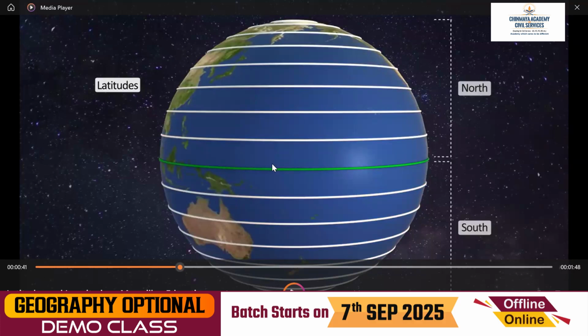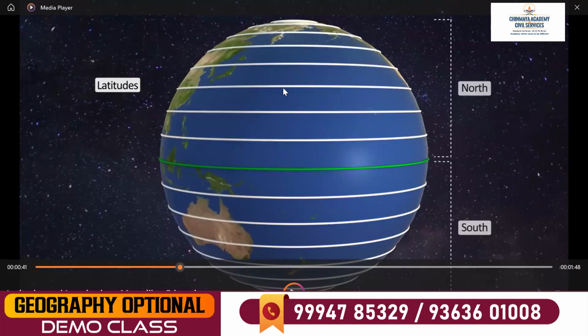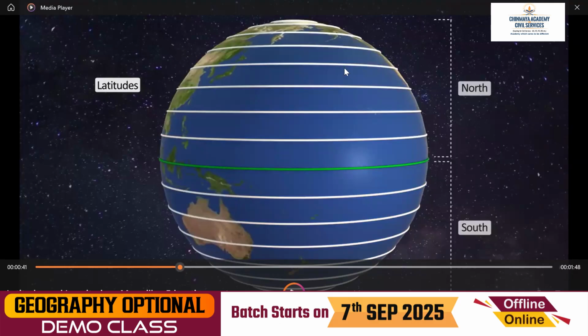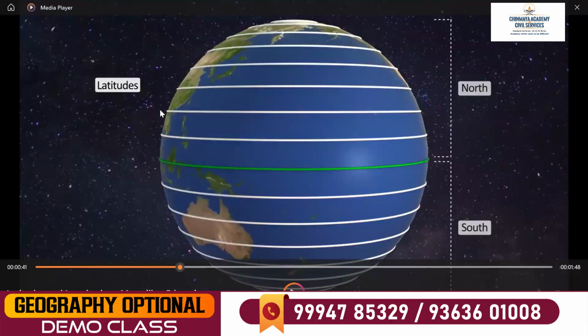Earth's rotation and revolution we are going to study. In that, Earth is tilted from the vertical by 23.5 degree. That is why the sun's rays will fall on a particular latitude, up to a particular latitude. So it is related to seasons.